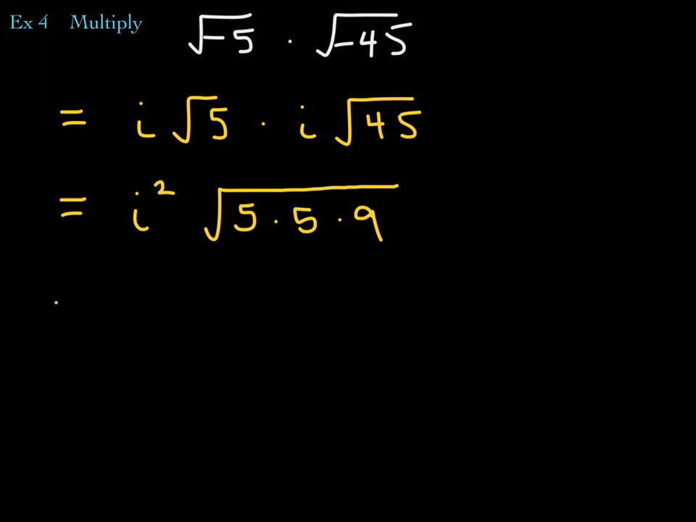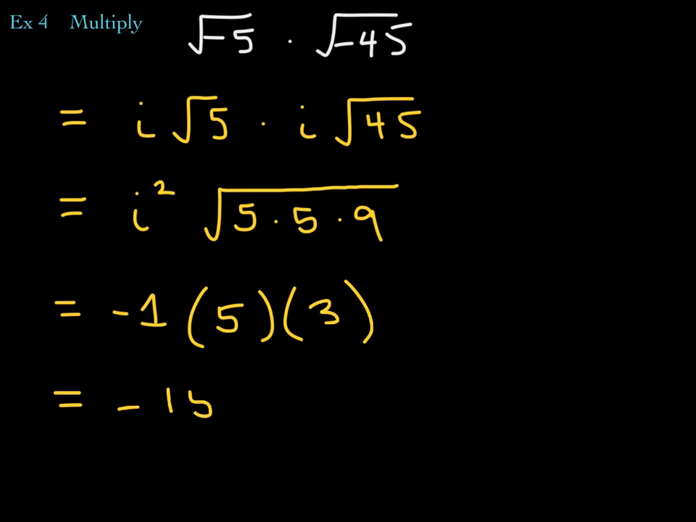Don't forget that in the very beginning of our lesson, we said i squared is equal to what? Negative 1. So we have negative 1 on the outside times the square root of 25. The square root of 5 times 5 is the square root of 25, which is just 5. And do you also see that the square root of 9 is 3? So our final answer is negative 15. I think it was better to do this problem this way than to multiply 5 and 45 together and get this huge number, and then have to simplify.